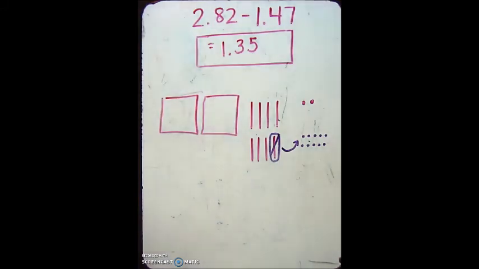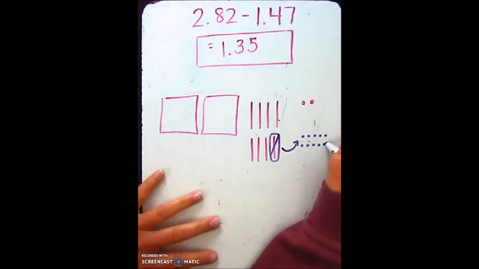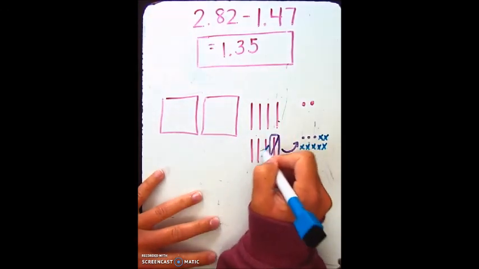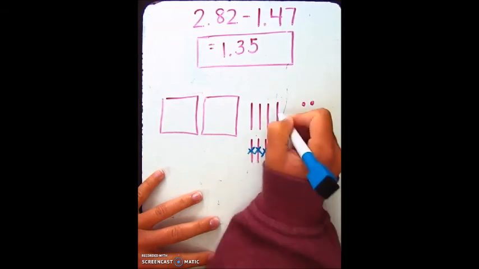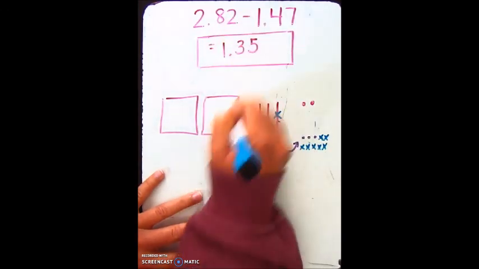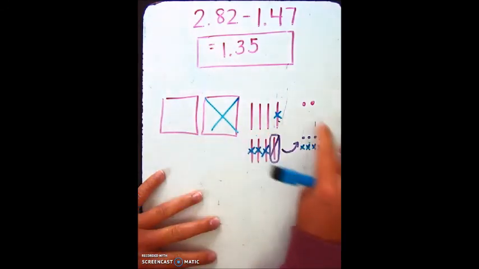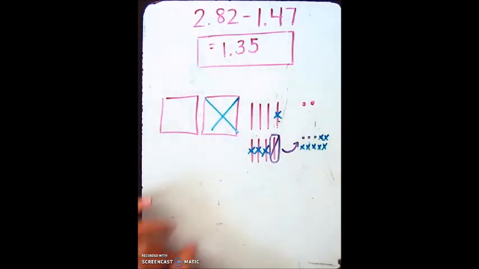Now you can cross out just like you did before. So I'll cross out 7 of these pieces. 1, 2, 3, 4, 5, 6, 7. I need to cross out 4 tenths rods. 1, 2, 3, 4. And I need to cross out 1 flat. That still leaves me with 1 and 35 hundredths.